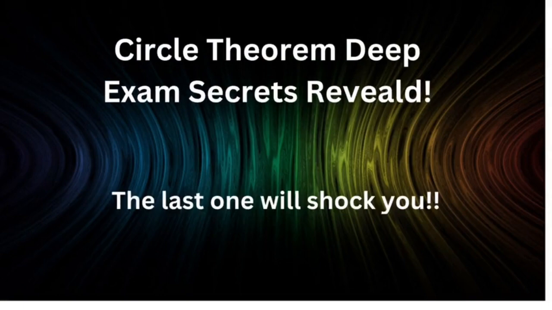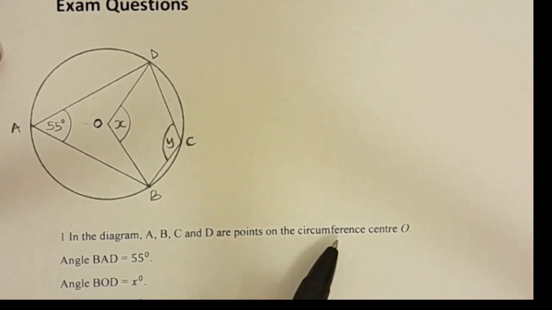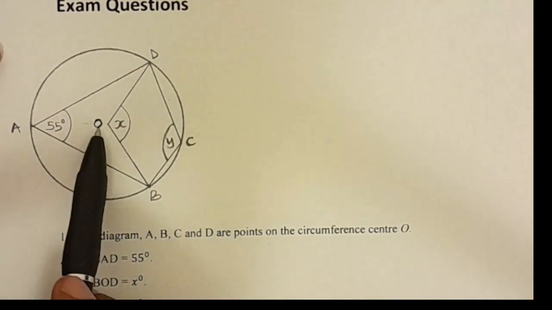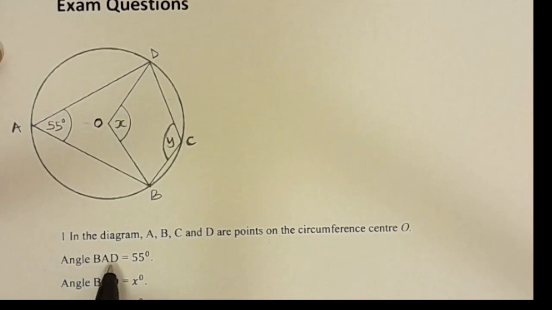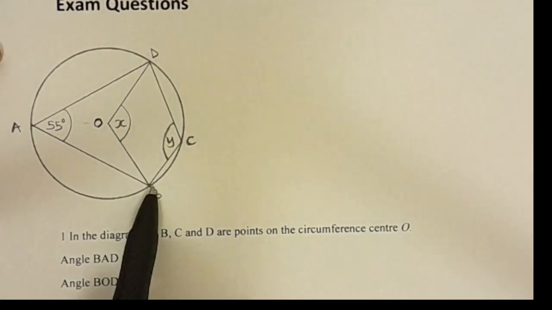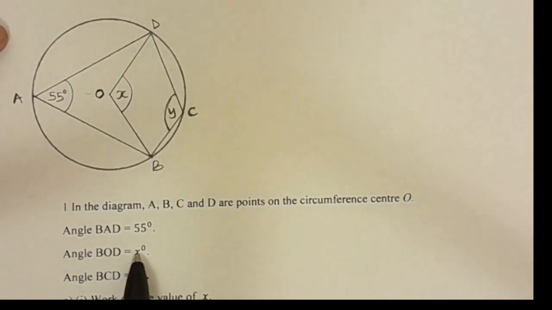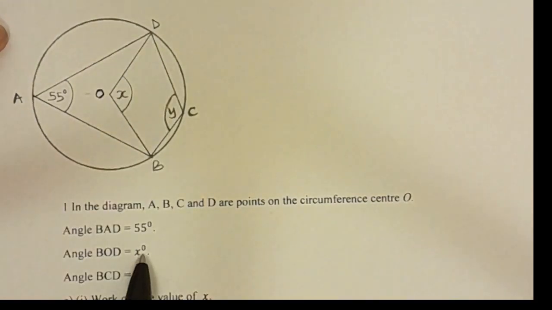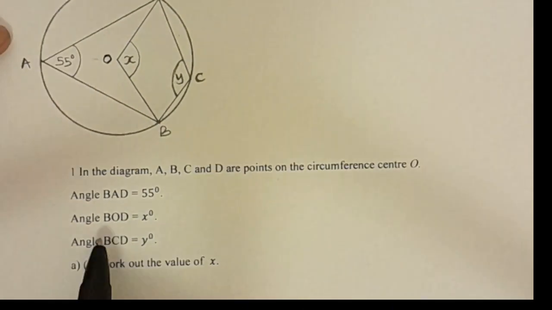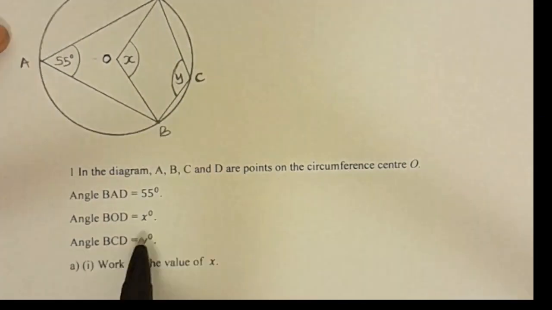Okay, so here is an exam question. In the diagram, A, B, C, and D are points on the circumference, center O. So O here is the center of this circle. Then angle BAD is 55 degrees. Angle BOD is equal to x degrees. Then angle BCD is equal to y degrees.